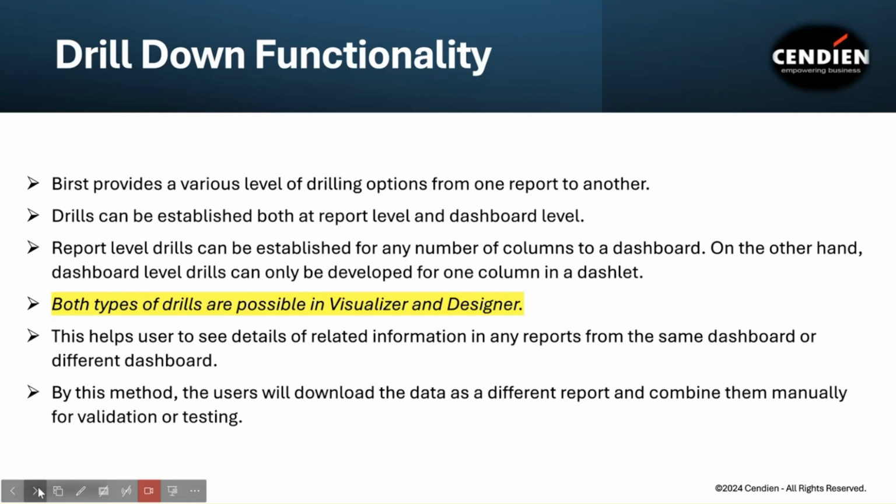The report level drill down is when any number of drill downs can be established for a report. Let's say a report has 5 columns in it. For all the 5 columns, we can establish a drill down. When the user clicks on one column value, it will go to another report or a dashboard and showcase that particular information on that dashboard. On the other hand, when it comes to dashboard level drill downs, it can be established only for one primary column in a report.